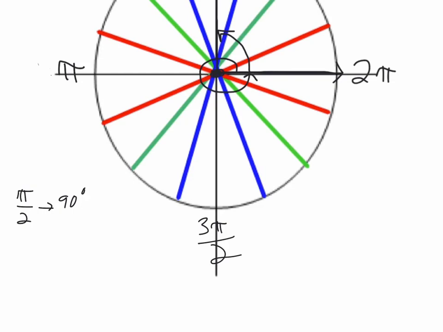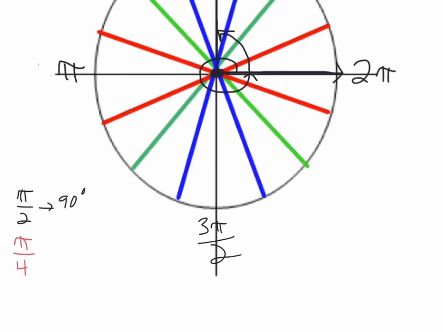Okay, now we're going to cut those halves in half. What happens when you cut a half in half? What do you get? A quarter, yeah. So our next family of angles is going to be pi over 4.